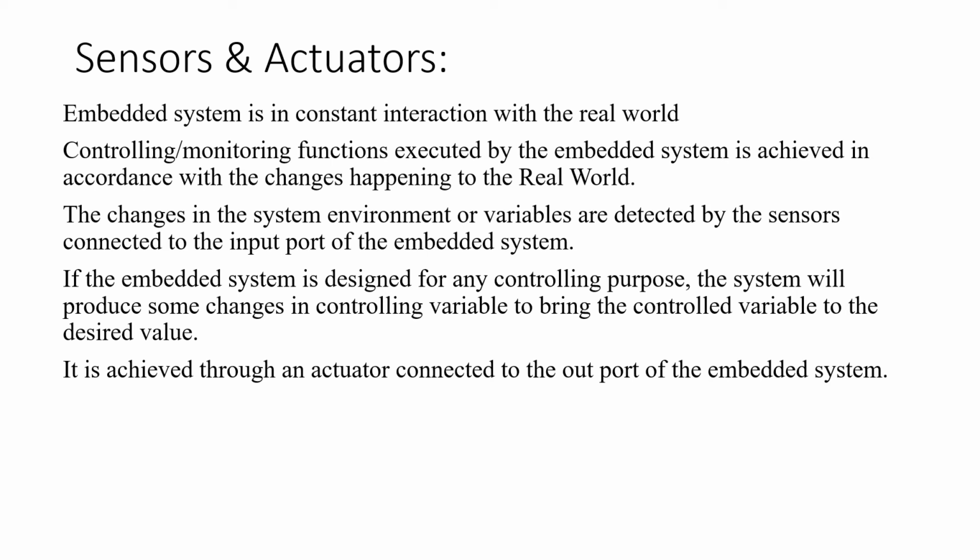If the embedded system is designed only for controlling purposes, we need to control variables, so we need to have some desired value. So always the input side will have a sensor and the output side will have attenuators. Attenuators will convert one form of energy into another form. So when it is converting, it may be electrical to mechanical, mechanical to electrical, or electrical to sound, or electrical to light. It may be anything.